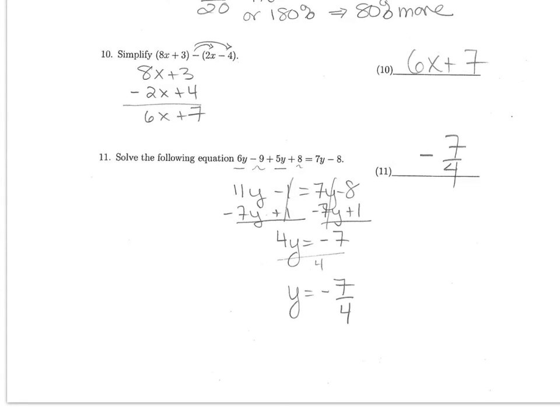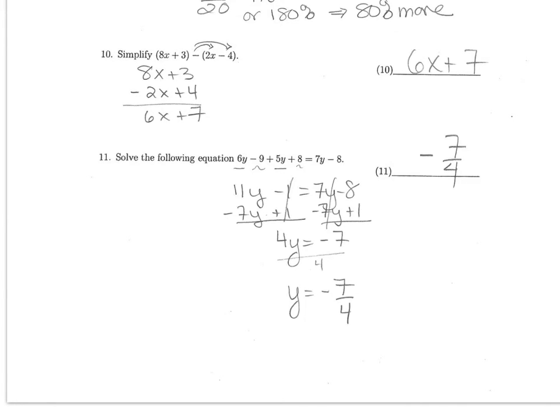Number 10, we need to simplify. This is a negative sign in the middle, not a multiplication, so the x plus 3 comes along for the ride. Distribute that negative sign in, negative 2x. Negative times a negative is a positive. You get positive 4. So we have minus 2x plus 4. You can write them out here. I like writing like terms underneath of each other so that I can watch my signs. 8x minus 2x is 6x. Add these two numbers to get 7, and you get 6x plus 7.